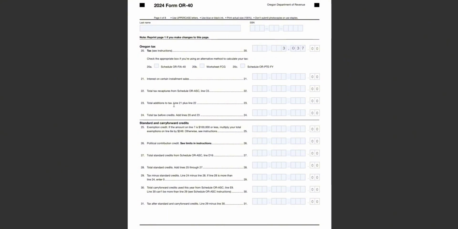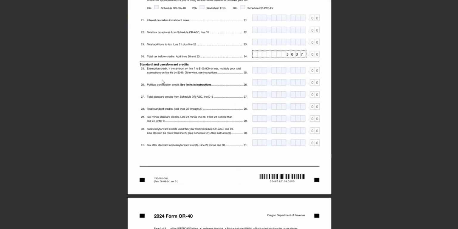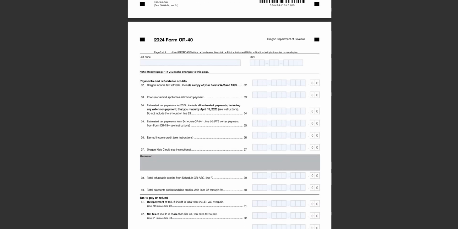Interest on certain installment sales, tax additions to tax, none of that's going to apply to me. Total tax before credits, still $3,037. All right, and then this is exemption credits. So if any of this applies to you, you're going to want to go through the instructions and see if any of that applies to you. None of that is going to apply to me. I don't have any credits, so $3,037 is still the tax amount that I owe to the state of Oregon.